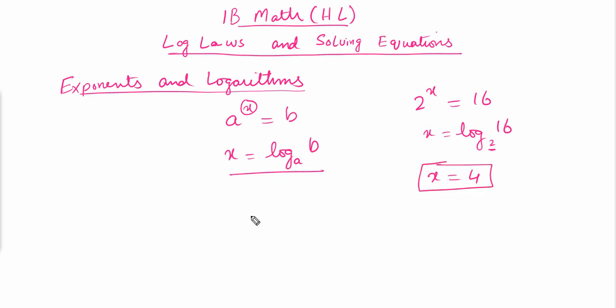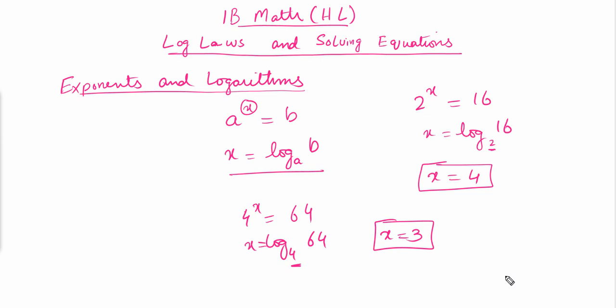Let's suppose we have a question: 4 to the power of x equals 64. So x will become equal to log to the base of 4 of 64. Now 4 to the power of how much is 64? It's 4 to the power of 3, because 4 times 4 times 4 gives us 64. So x will become equal to 3. So 4 to the power of 3 will give us 64.